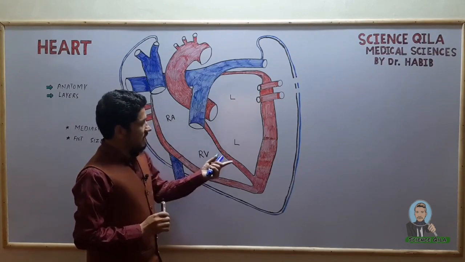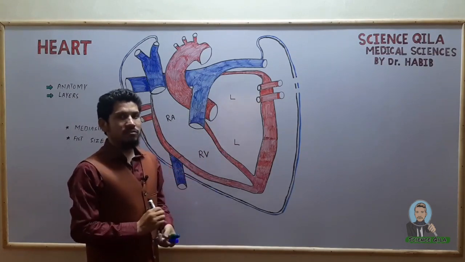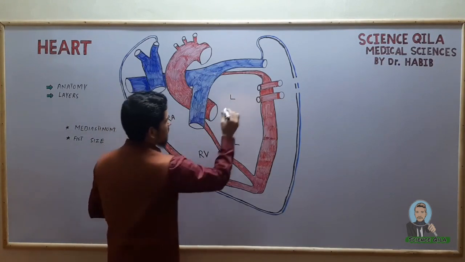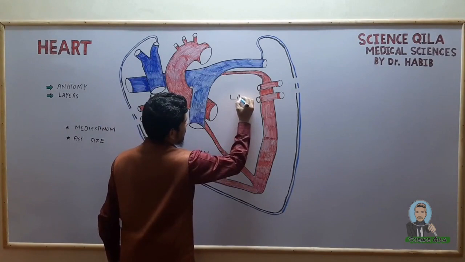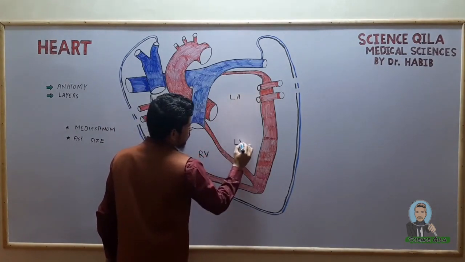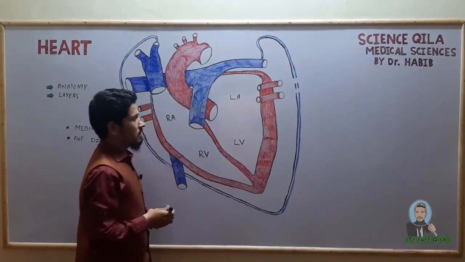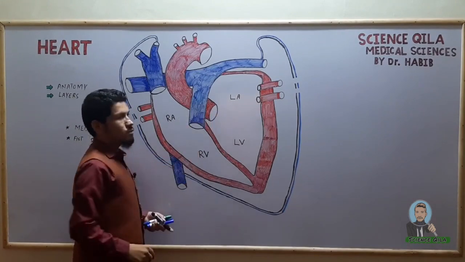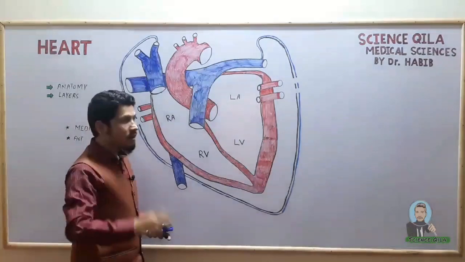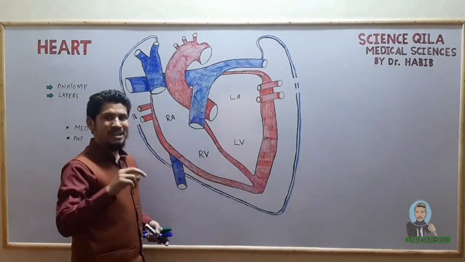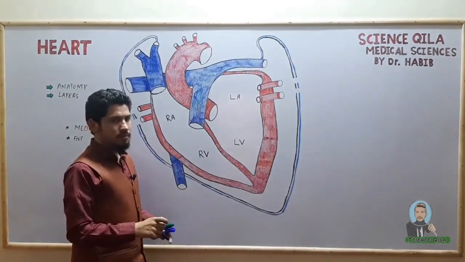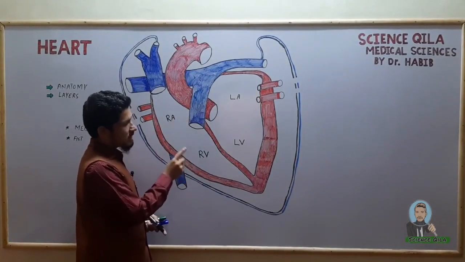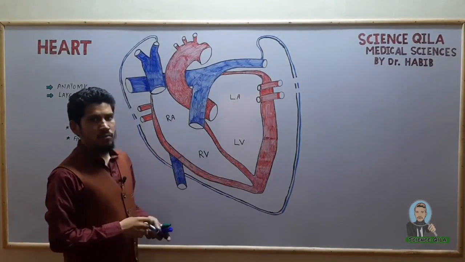Similarly, the left side of the heart is also divided into 2 chambers, the upper one and the lower one. The upper one is called the atrium and the lower one is called the ventricle. In plural, the upper 2 chambers we call atria and the lower ones ventricles. In singular, right atrium, right ventricle, left atrium and left ventricle.